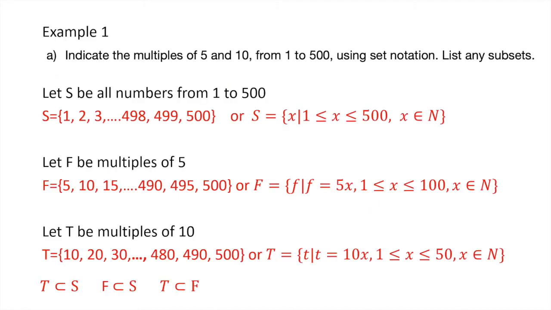Now that we've determined what sets are and how to use Venn diagrams to explain sets, let's do something a little different and actually create set equations based upon a given scenario. So in this case, we want to make sets that represent all the multiples of 5 and 10 for all the numbers from 1 to 500.